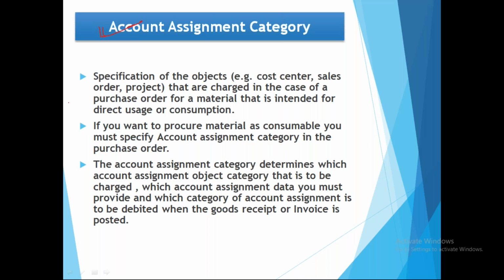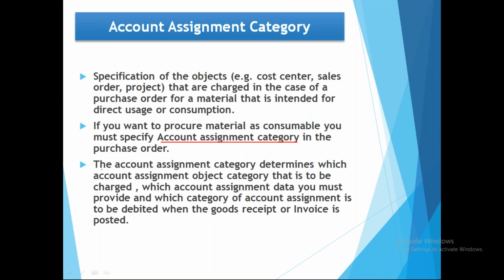Okay. So what is this account assignment category? It is the specification of the objects that are charged in the case of a purchase order for a material that is intended for direct usage or consumption. Basically here, as there is no material, we need to specify a particular account assignment category, whether it is a cost center or a sales order or a project which is going to be charged in case of a purchase order created for direct consumption. So if you want to procure material as consumable, you must specify account assignment category in the purchase order.